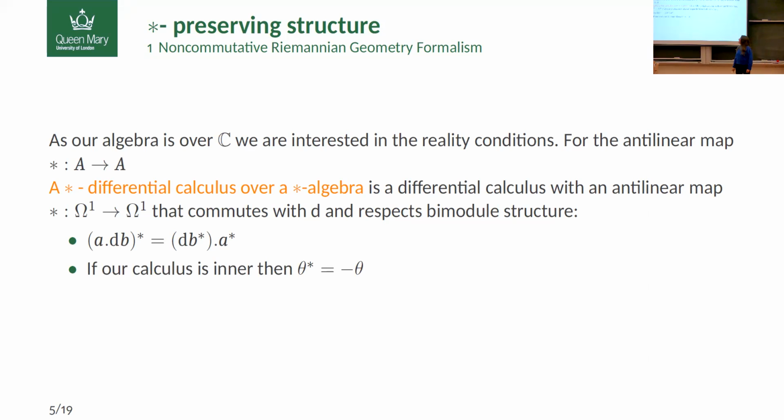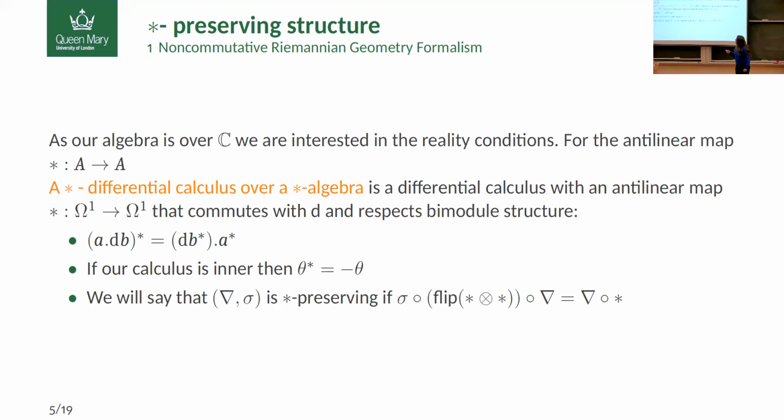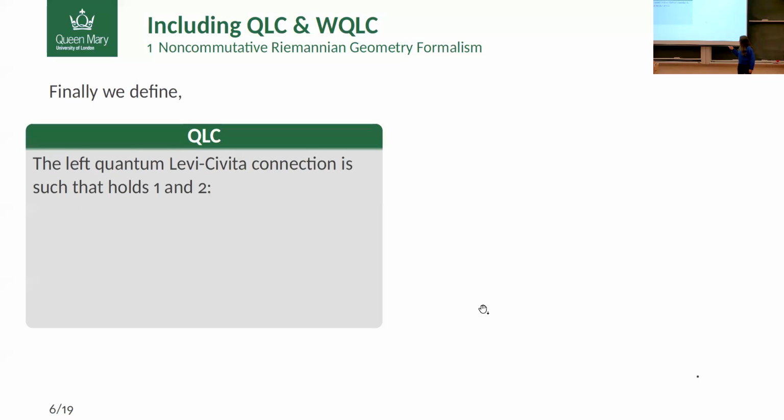I'm also going to say how it relates with my special element, which is the theta, and how it relates with my connection. And if this happens, it is going to be called star preserving, and it's going to satisfy the relation. So with this, I am able to construct the quantum Levi-Civita connection. And in this framework, due to the specifications that we have, there is even a weaker version of that.